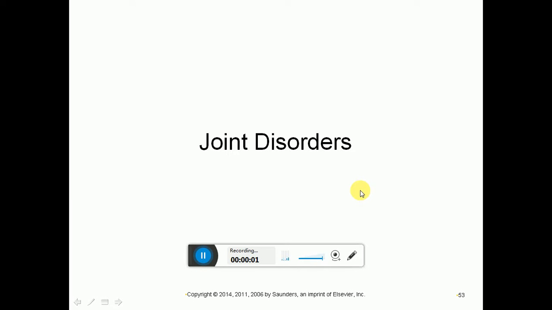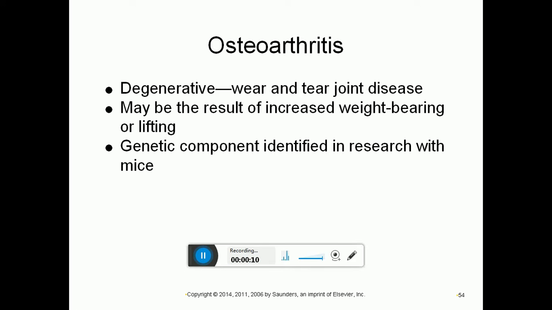In this portion, we will cover the joint disorders. So this is the second part of Chapter 9. First of all, we'll cover osteoarthritis, which is a degenerative disease.